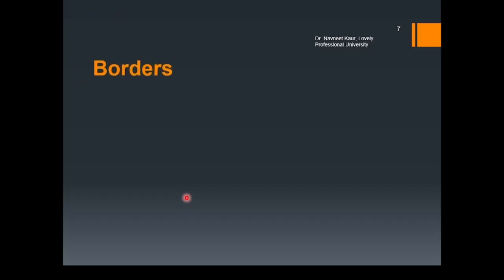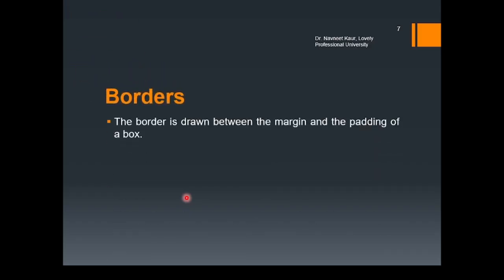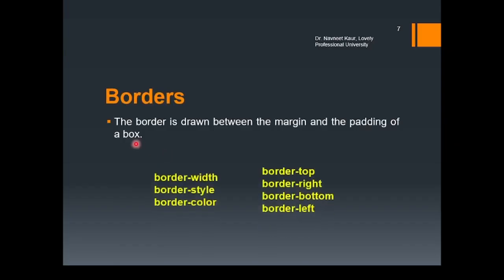Next one is borders. The border is drawn between the margin and the padding of a box. We actually have a lot to do with the borders. Till now we have covered border width, style and color, and further we combine these three properties into one property, that is just border, and we specified the width, style as well as the color.